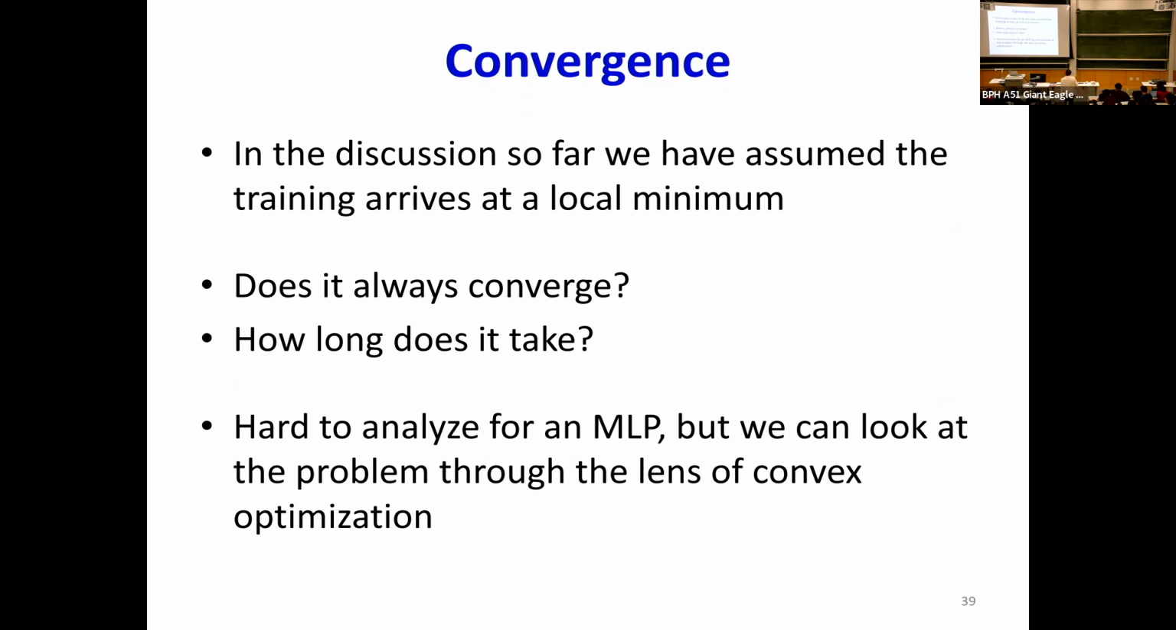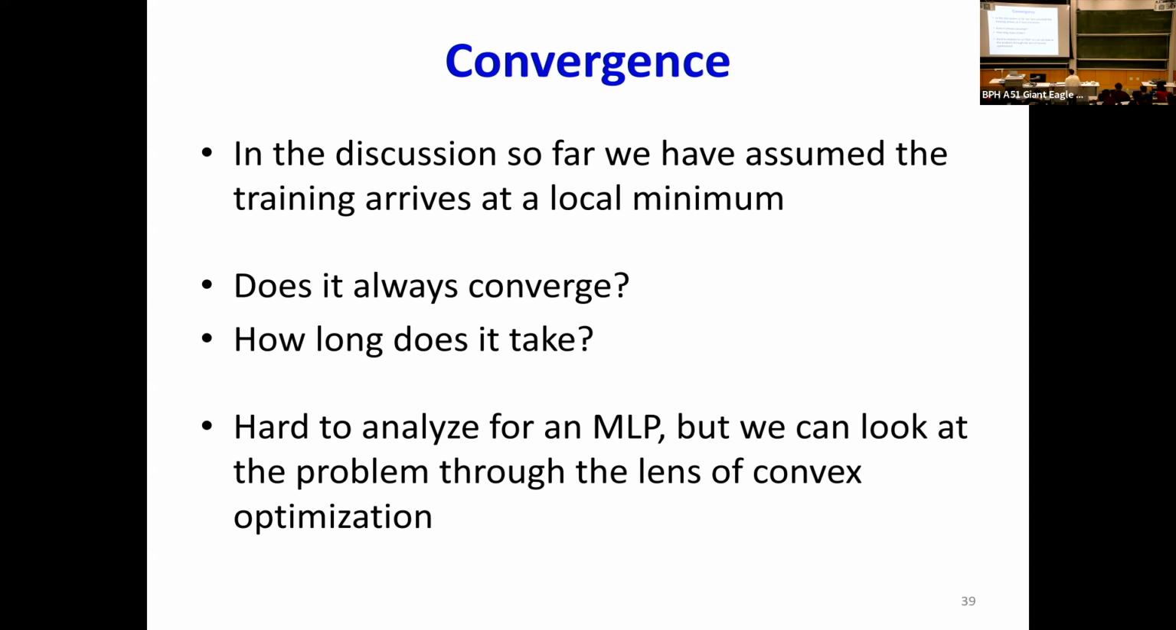Now, in the discussion so far, we've assumed that if I perform gradient descent, I can keep taking steps, and eventually I'm going to arrive, if not at a global minimum, at a local minimum, some place where the function's gradient is minimum, or the function has got a value, right? So will it always do that? If I just perform gradient descent, is it always going to find a minimum? And if it does do so, how long will it take to get to the minimum?